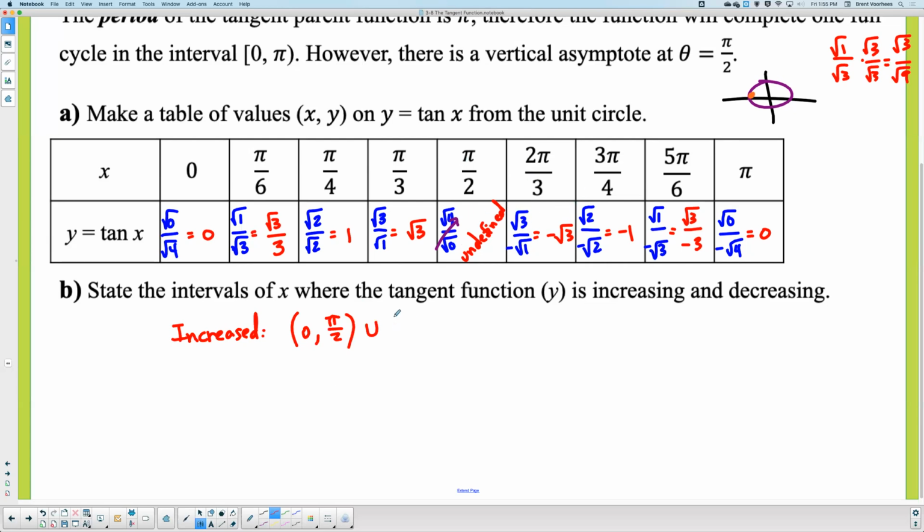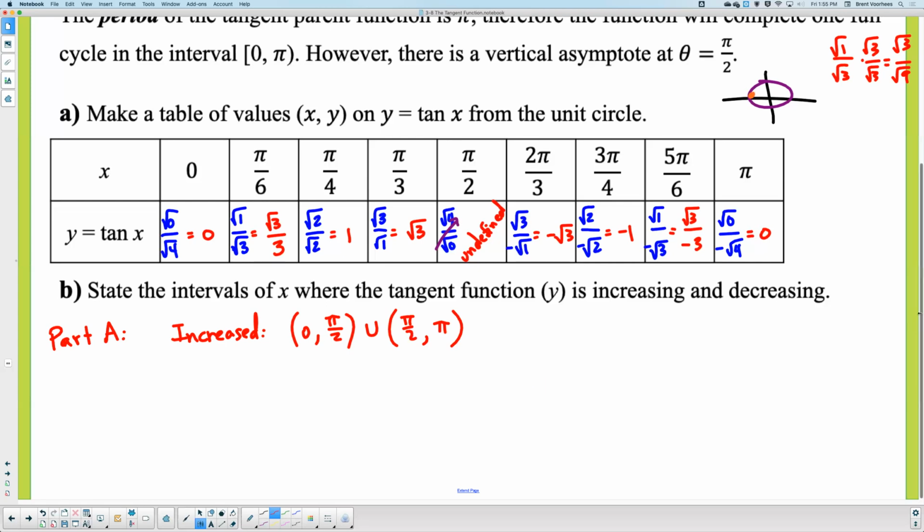Starting after the pi over 2, I continue to increase, but now I'm increasing from negative numbers. So I increase from pi over 2 all the way to pi. Now that's from part A. That's where I increased on part A. I increased from 0 to pi over 2, union pi over 2 to pi. I always increase. There was just a break right there in the middle.